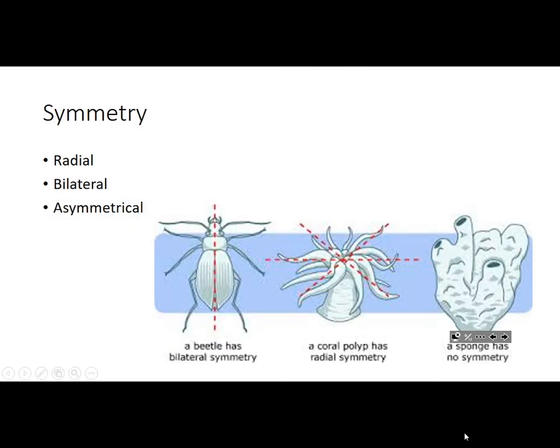Symmetry. We have radial, bilateral, or asymmetrical, which means there is no symmetry. If you look at this beetle, it's bilateral. It has a right and a left side. If you look at this coral, no matter how I cut this thing, I can cut it in all kinds of ways, and it's going to be the same on each side. So that's radial. And then if you look at a sponge, if I cut that in half, it is not the same on each side. If I try to cut it this way, it's not. This way, not the same. This way, definitely not the same. All right, so that's asymmetrical.